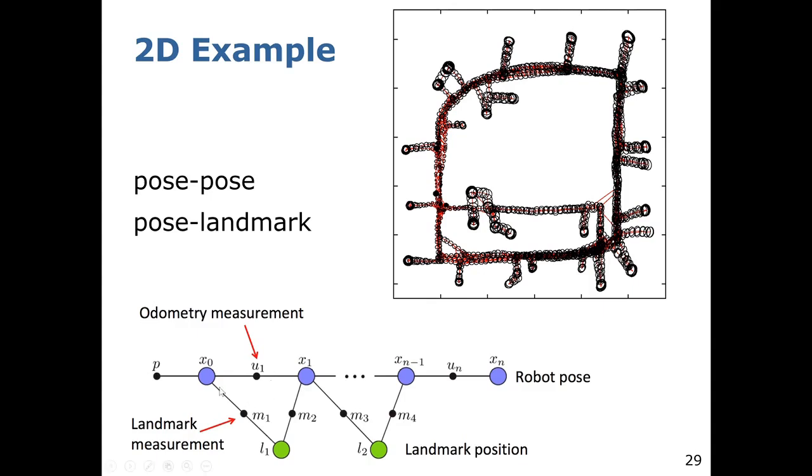That is how we define the error between pose to pose. And for the other one, pose to landmark, we define the error as: what is the position of a landmark in the local frame of this robot, and compare that with the measurement, because the measurement is a measurement of the landmark in the local frame of the robot.